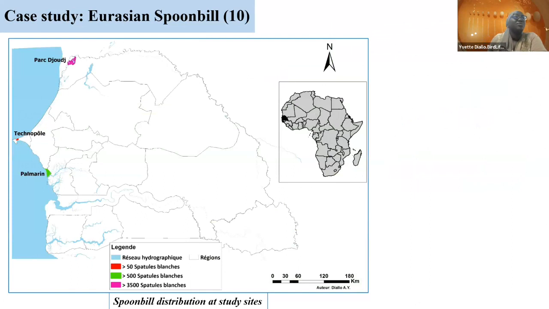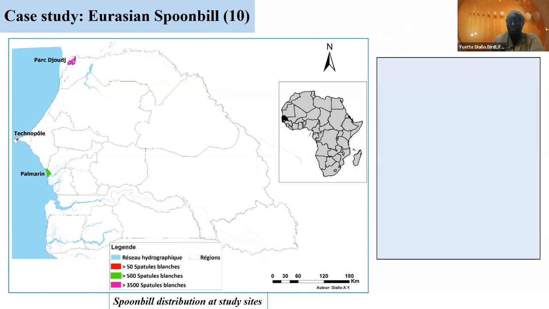On this map, you have the results for spoonbills at each site. We have more than 50 spoonbills at Technopole, more than 500 spoonbills in Palmarin, and in Djoudj we recorded 3,500 spoonbills. This is the maximum, the highest number in the wintering period.